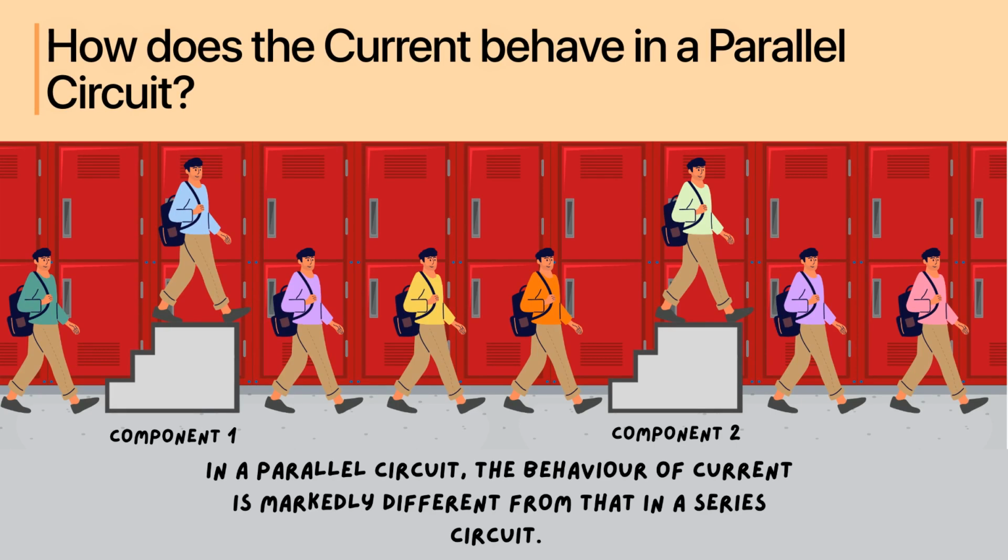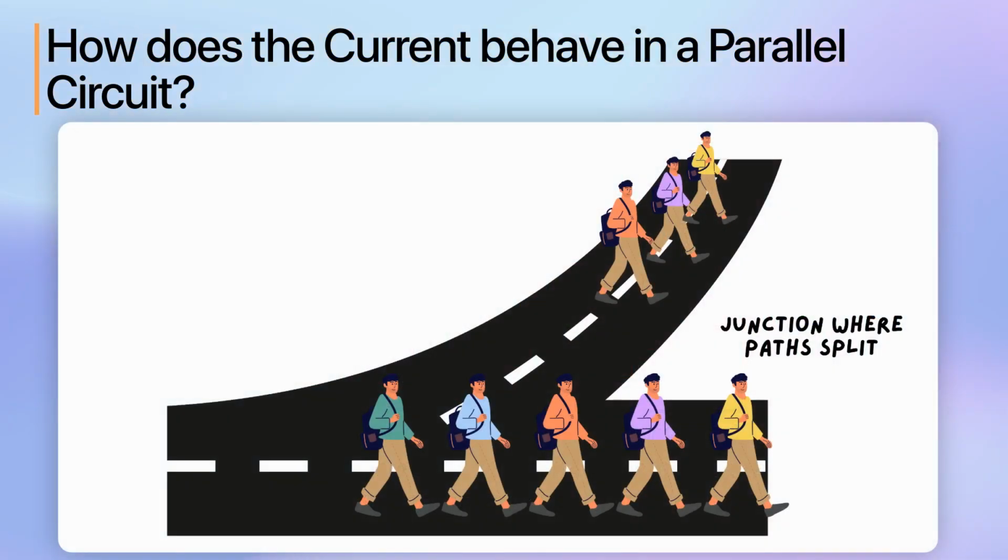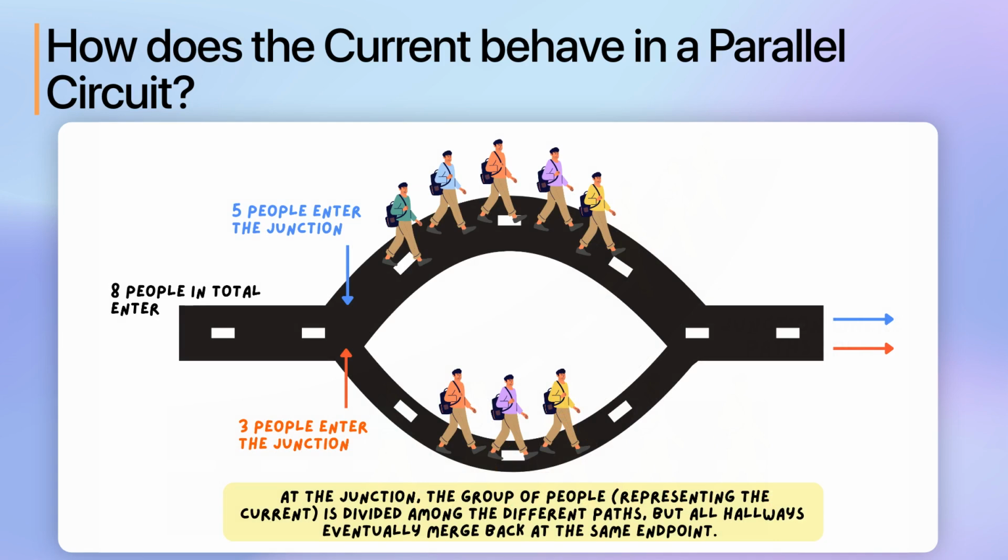In a parallel circuit, the behavior of current is markedly different from that in a series circuit. Let's continue with the hallway analogy we used in the previous lesson, but this time imagine there's a junction where the hallway splits into multiple paths, each leading to the same destination. At the junction, the group of people representing the current is divided among the different paths, but all paths eventually merge back at the same endpoint.